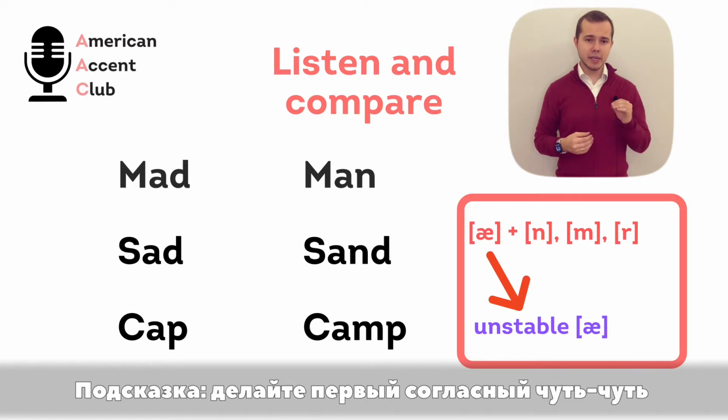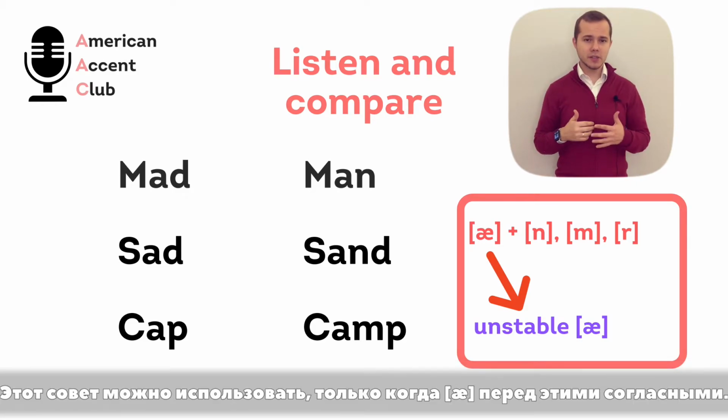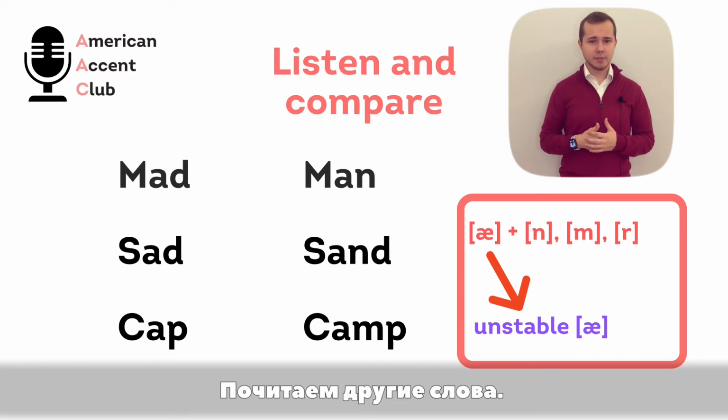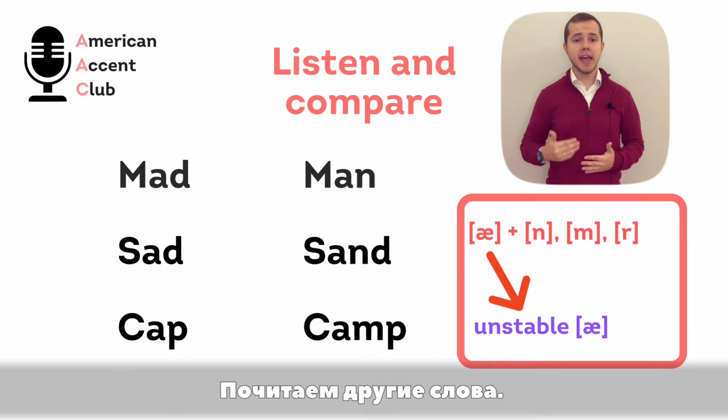Okay, a little hint here is to try to make the first consonant, m, a little bit softer. Try to make it resemble m, man, man. You can only use this life hack when it comes to the unstable a before n or m. Man, man. Okay, let's read other examples. Sad, sand, cap, camp.